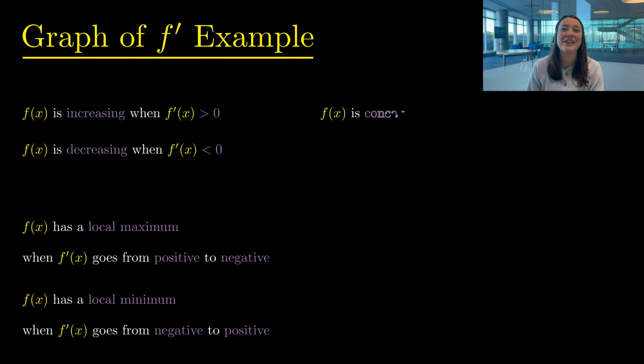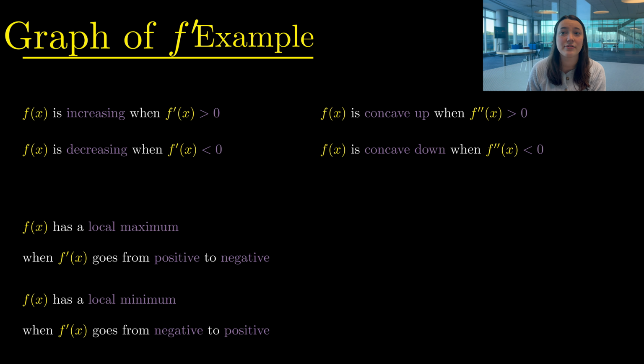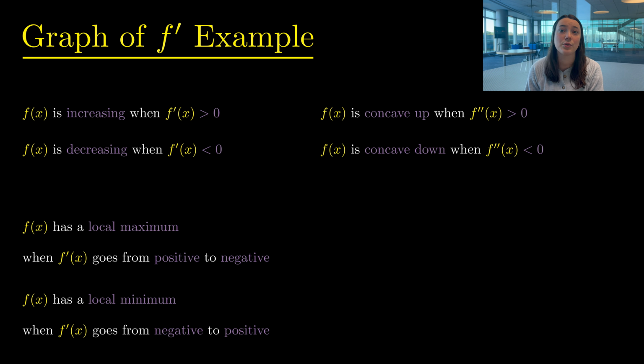Next, f is concave up when f double prime is positive, and concave down when f double prime is negative. But since we are given a graph of f prime, we should use the concavity rules that contain f prime. So we will be using the rule that f is concave up when f prime is increasing, and concave down when f prime is decreasing.